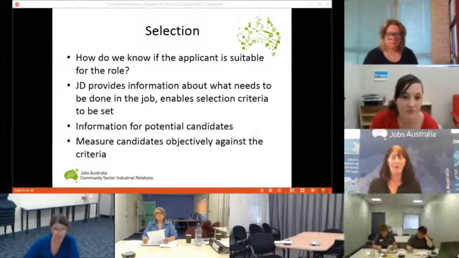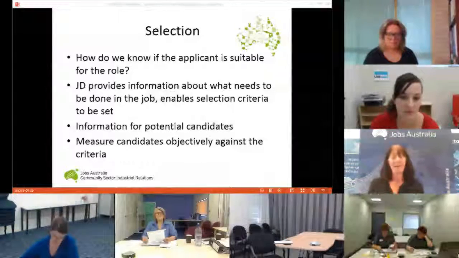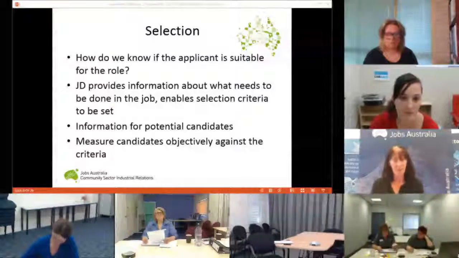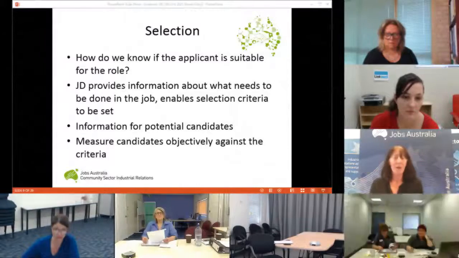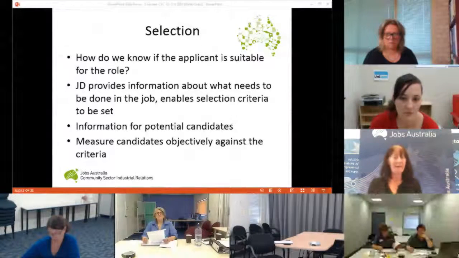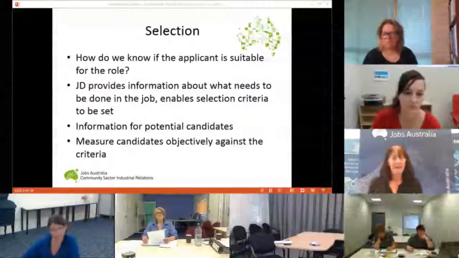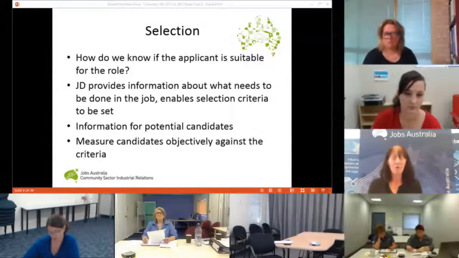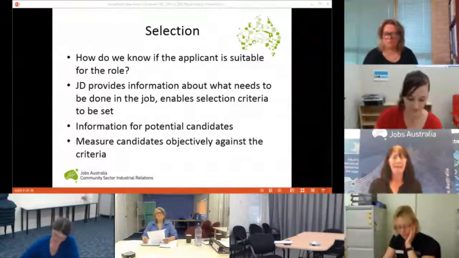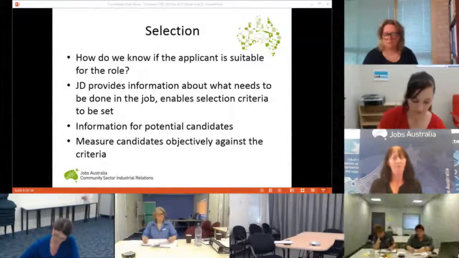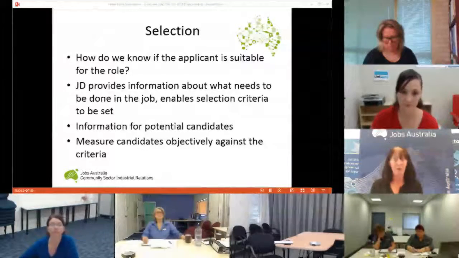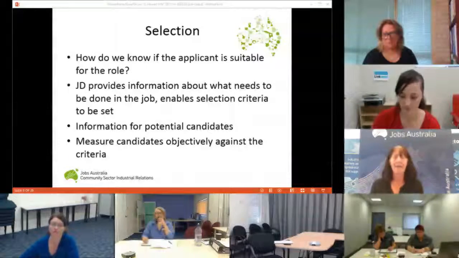So if you're asking, for example, for someone with experience in community development work, and an applicant applies and they've only got taxi driving, well, that would allow you to drop them off in the first instance. The other thing is that having a very good position description will then allow you to write really good interview questions and to keep you on task.